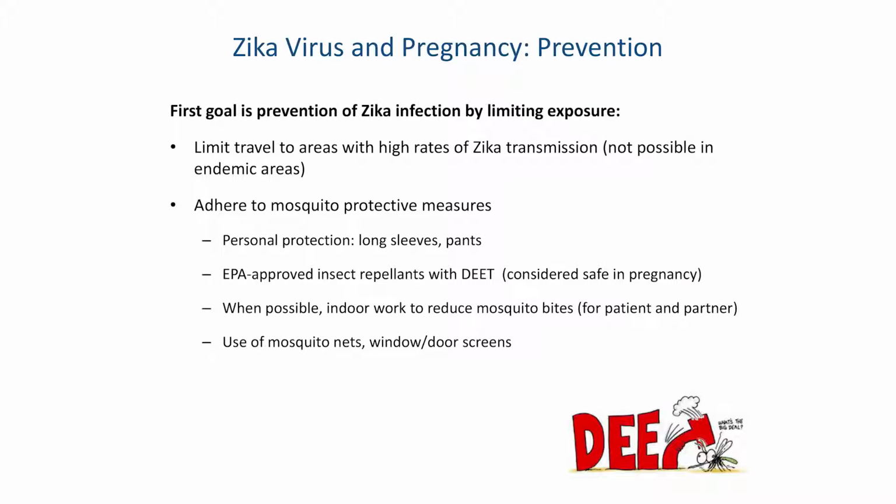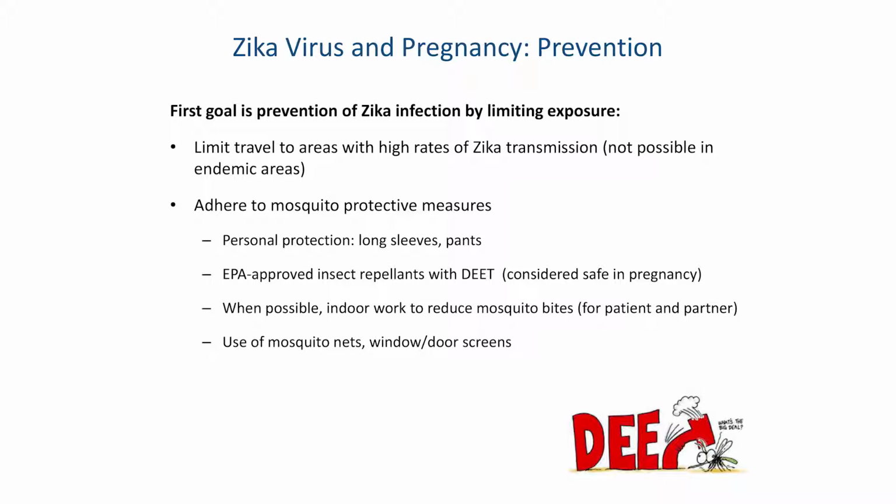So how do we prevent this? What do we tell our patients? They say, well, I want to travel, I want to go to the Olympics in Brazil. And what do we tell them? Well, certainly if there's a high risk of Zika transmission in a particular area, women who want to become pregnant or who are already pregnant should limit or avoid travel to that area if they want to do the safest thing possible.